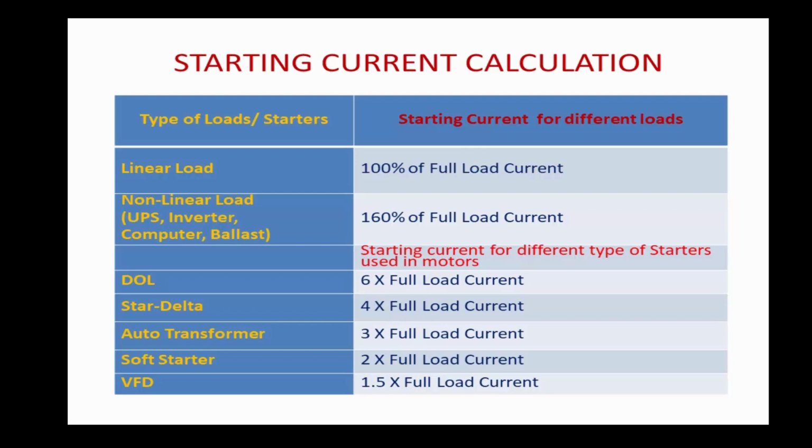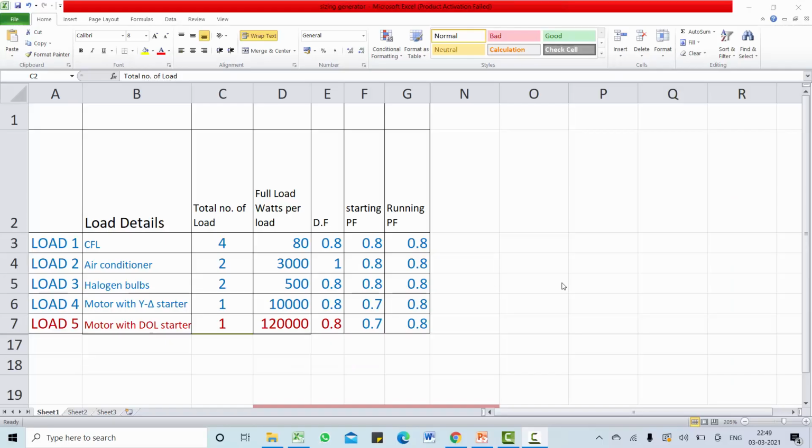For a DOL starter, 6 times full load current. Star delta, 4 times full load current. If it is auto transformer, 3 times full load current. Soft starter and VFD, approximately I can say 2 times and 1.5 times full load current respectively. So this is considering the worst scenario of starting current during the starting period.